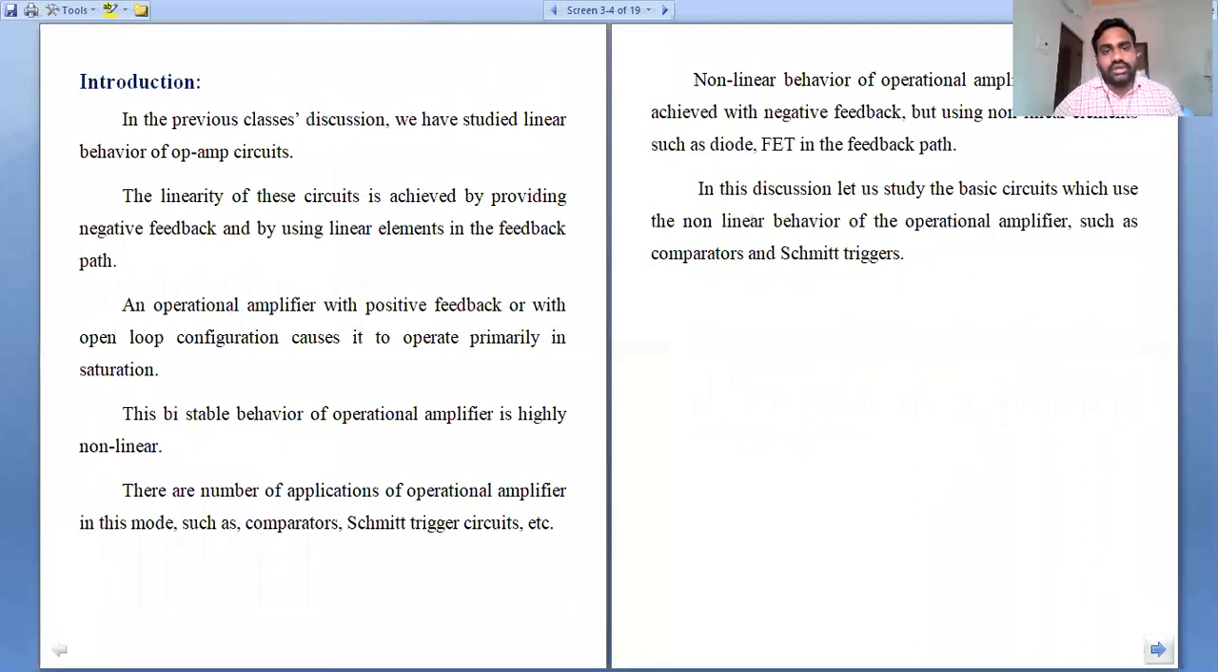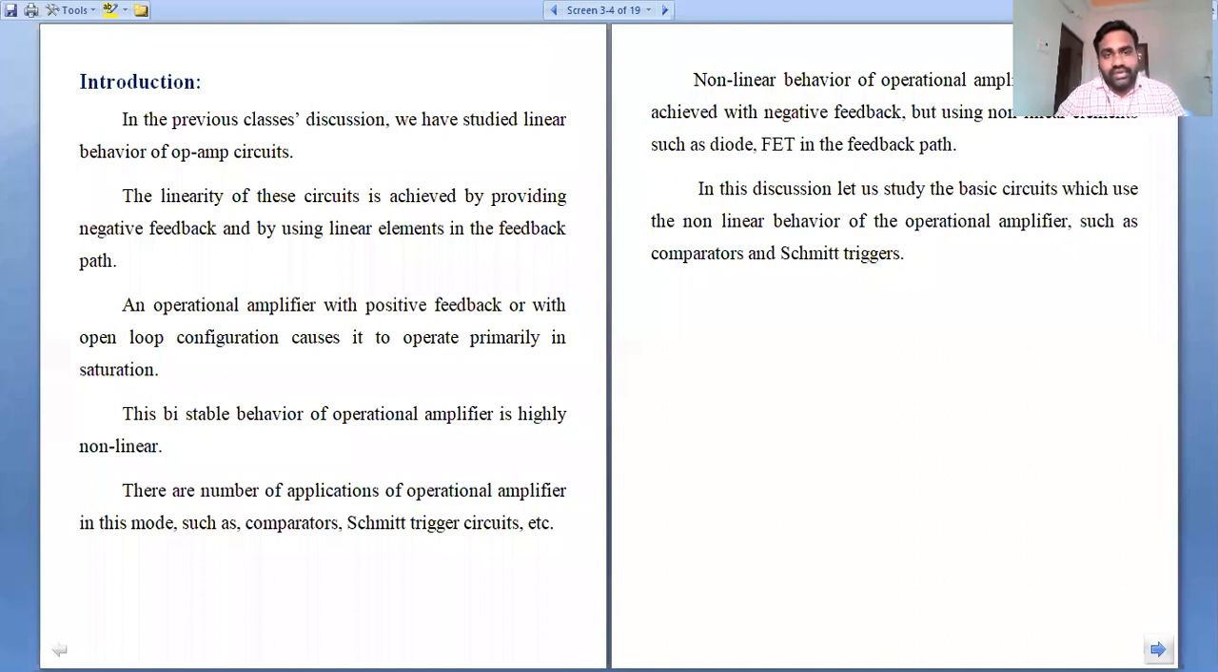So coming to the introduction, with respect to our prerequisite knowledge, we discussed the linear applications of operational amplifier. We defined the operational amplifier. We know that operational amplifier is a high gain device, a 5-terminal device which has very high gain. Why it has high gain is because of the construction. The structure of the ideal operational amplifier is open loop.